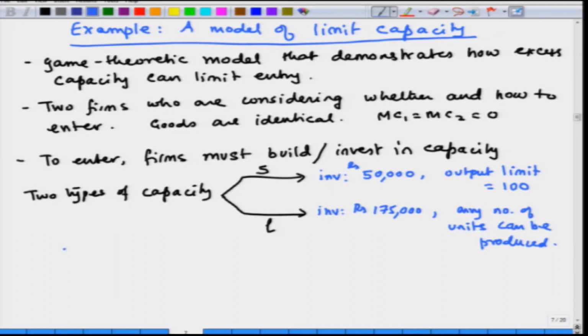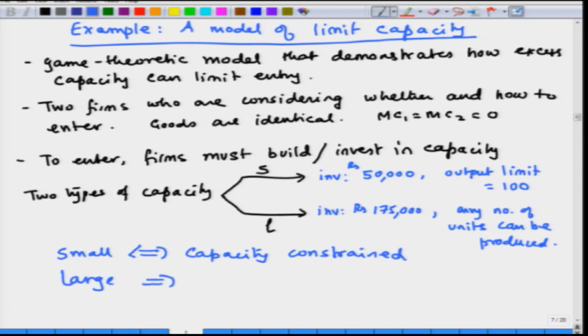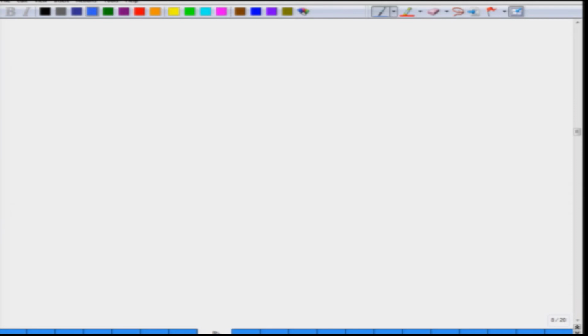So, the small capacity is what we call capacity constrained, and the large capacity is what we call capacity unconstrained, right. Okay. Now, let us define the game.